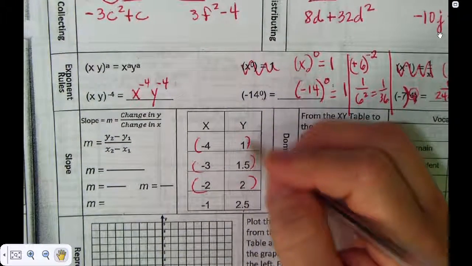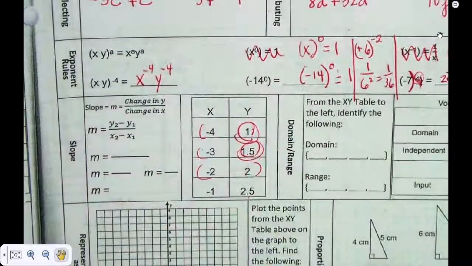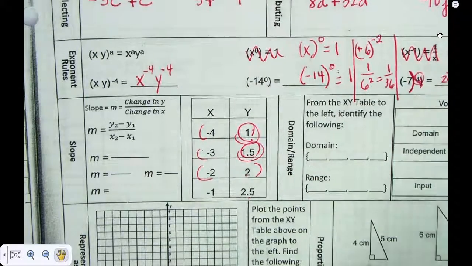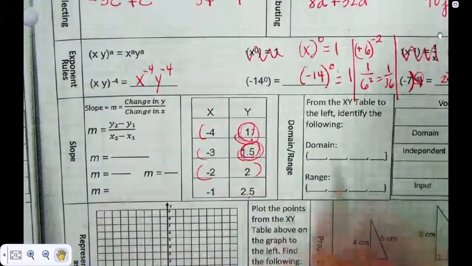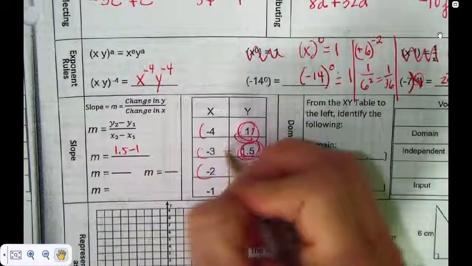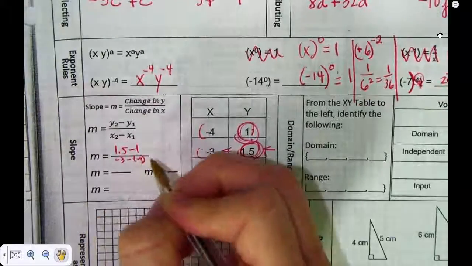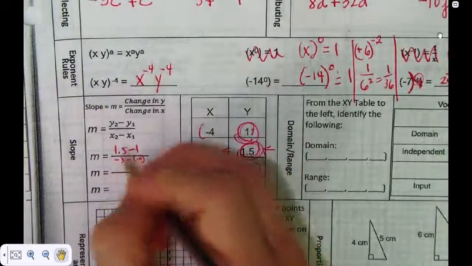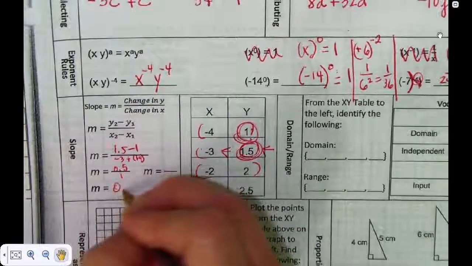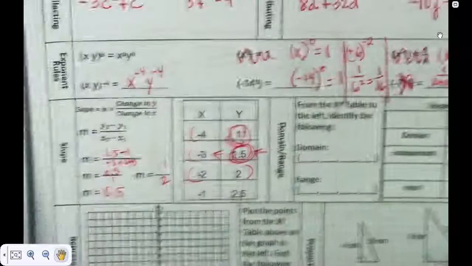So I'm just going to do the first two. So I'm going to circle my Y's. It doesn't matter what you did, you're going to get the same answer as us. I'm going to circle my Y's, and I'm going to start with 1.5. So 1.5 minus 1. So I got to start with -3 minus a -4. 1.5 minus 1 is 0.5. Keep, change, 1, which equals 0.5. What's another name for 0.5? 1/2. So the slope is a half.